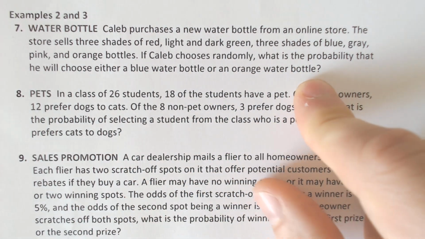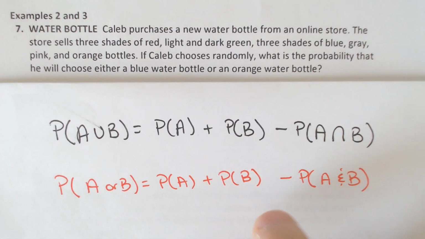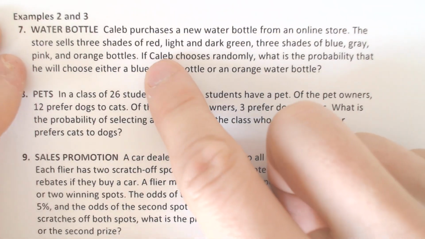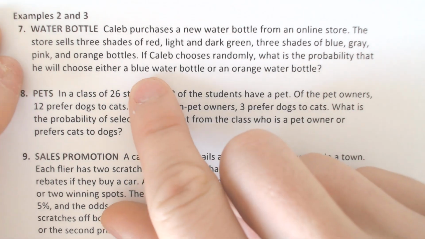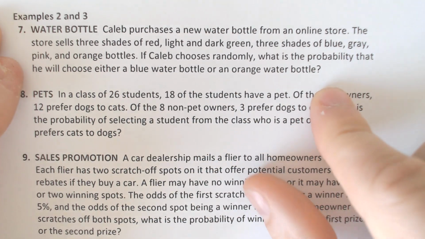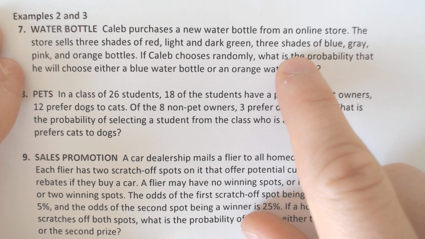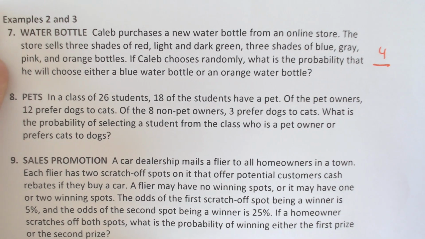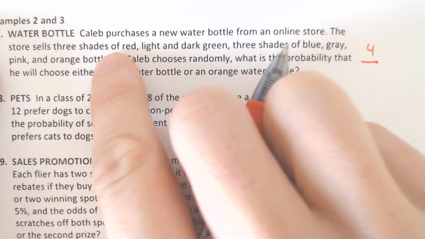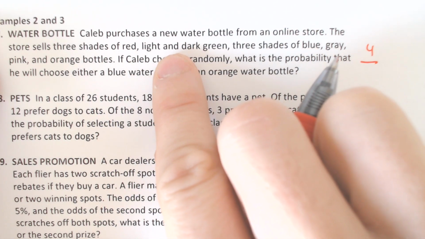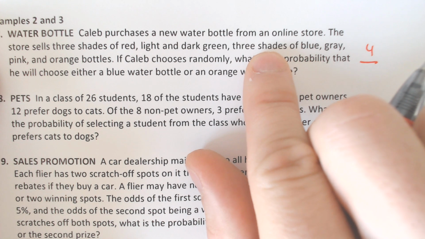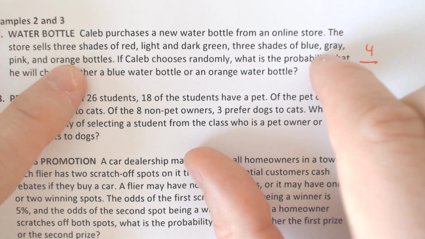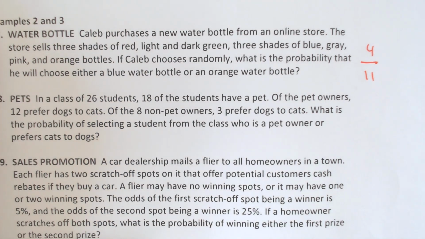Now, a lot of these, even though you do have these fancy formulas, you won't need them in a lot of scenarios. So, how many of them are blue or orange? Well, there are 3 blue and 1 orange, so the total to that would be 4 out of the overall total, which would be 3 red, plus 2 is 5, plus 3 would be 8, plus a gray would be 9, plus a pink would be 10, and plus an orange would be 11, so it is 4 out of 11.